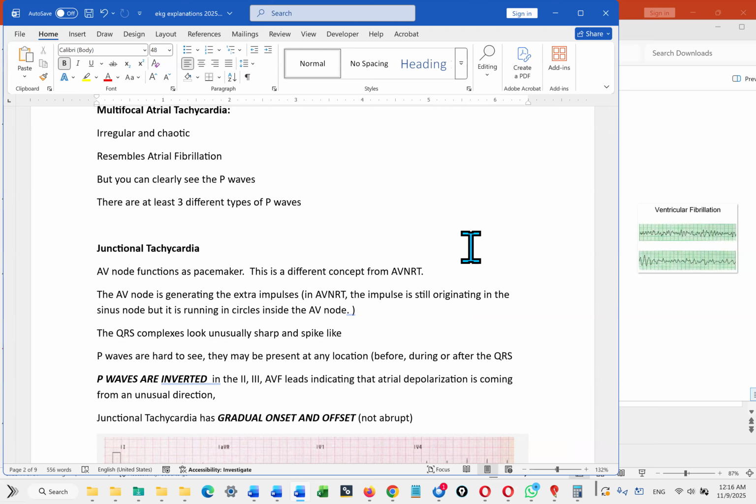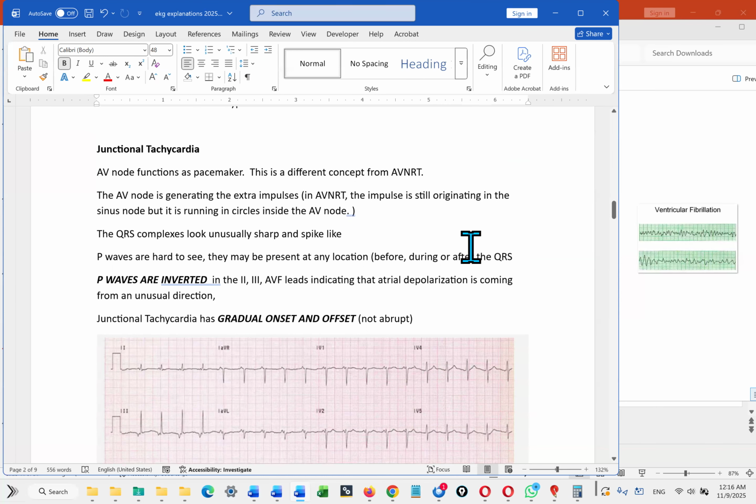A lot of these rhythms, the best way to identify them is simply recognizing the pattern. If you've seen enough of those, then you'll automatically spot it. So junctional tachycardia, first of all, the QRS complex is extremely sharp looking. They're very, very sharp looking. The second point is that junctional tachycardia has a gradual onset and offset. It comes on very gradually and goes away very gradually. It's not abrupt. That is one important point, whereas AVNRT has abrupt onset and abrupt offset. That's one of the ways you can tell.